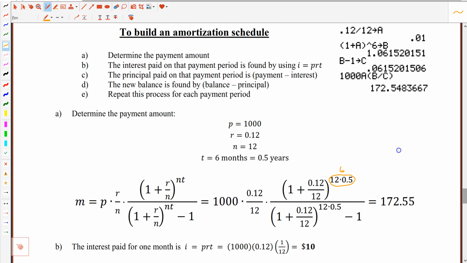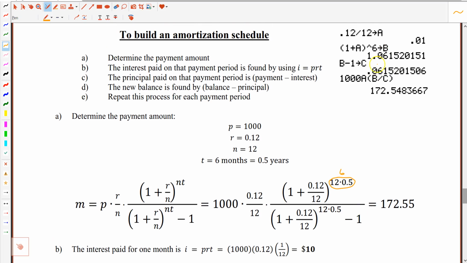So then right here I have the calculator screenshot, so I'm not going to go through entering this in my calculator, but I took this value and I stored it in A. I then took this numerator and I stored it in B. And then I took this denominator and I stored it in C. And then this is the final entry. So we get that the payment for every month is going to be $172.55, rounding to the nearest penny.